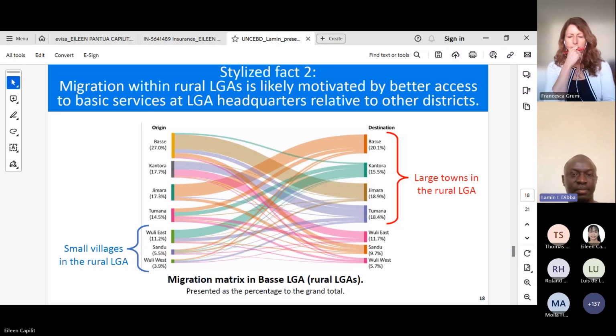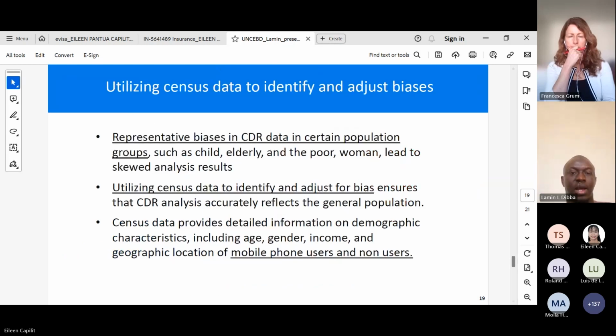Next slide, please. So basically, like I said earlier, we know there are biases in the CDR database when it comes to representativeness, taking into account children, elderly people, poor women, and so on. So we expect the analysis to be skewed. As a result, we believe using the census data, disaggregated by sex, age, income, and everything else, would help us adjust for these biases.